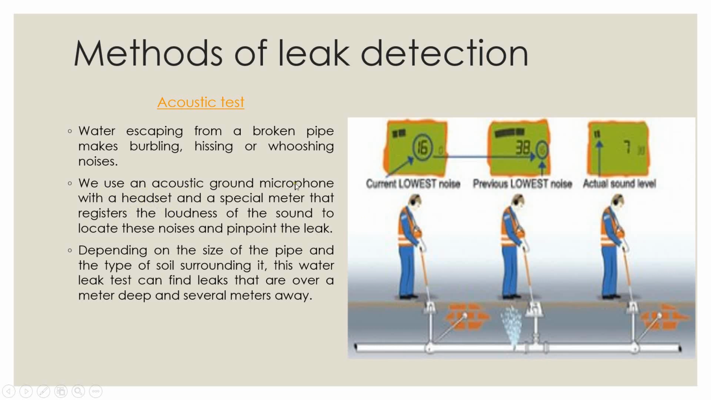We use an acoustic ground microphone with a headset and special meters that register the loudness of sound to locate this noise and pinpoint the leaks. Now you can observe in this picture, at the first location where there was no leak, the reading was quite low, that is 16, the lowest decibel noise. Next, in the area where there was a leak, the noise increased from 16 to 38. So the previous noise level was quite low compared to this current noise level, 38, which is quite high.